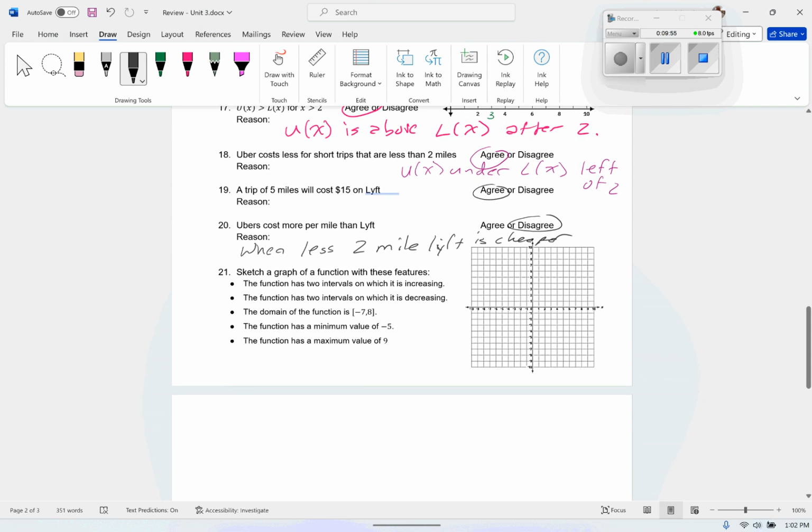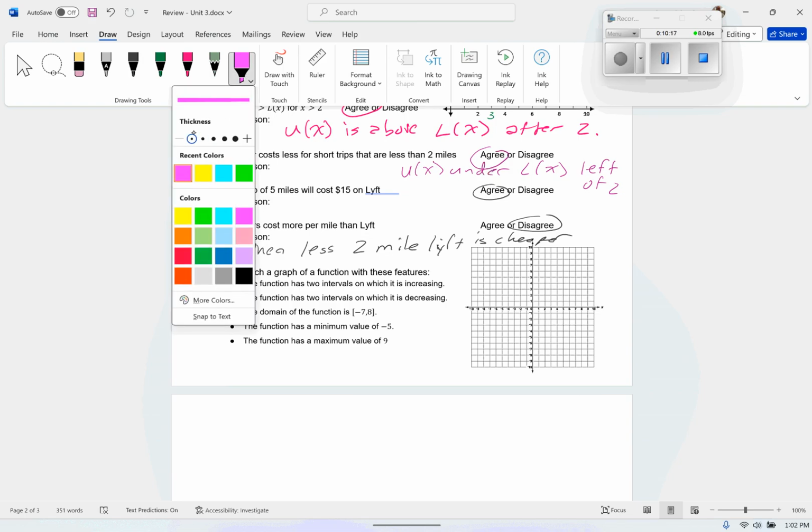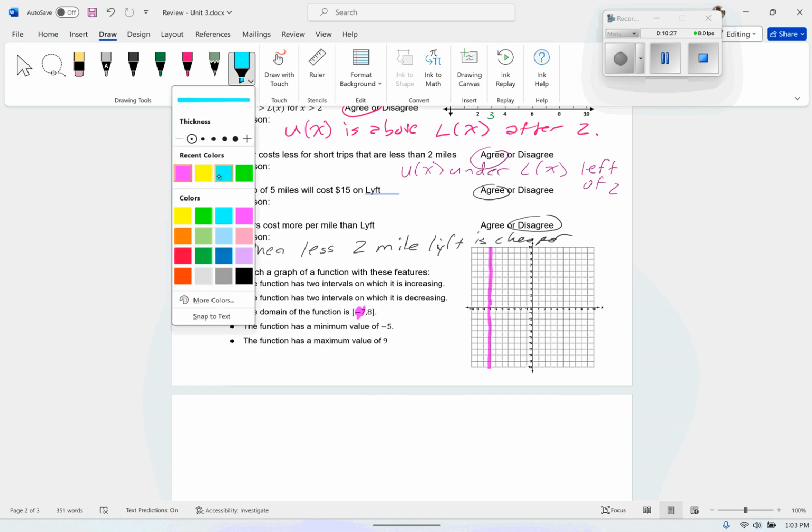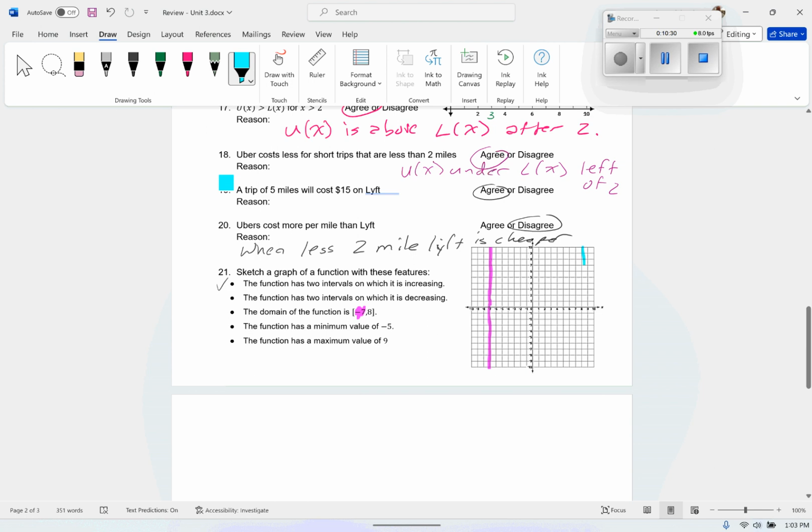Then 21, sketch a graph with these features. We have 2 intervals where it's increasing. Okay, so two intervals where it's increasing. The function has two intervals where it's decreasing. The domain goes from -7 to 8. Okay, so let's take care of that first. So I'm going to make this really thin. So -7 is here. And then the 8 is way over here. Okay, so I want to make my graph in between them.